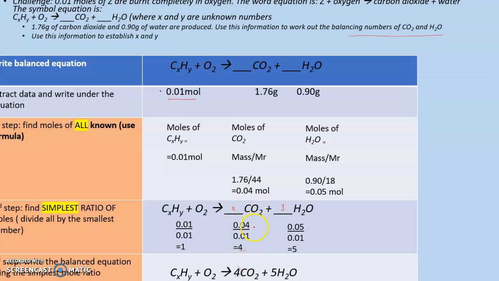Now we can also use this data to figure out how many hydrogens I've got there, and what is the value of X and what is the value of Y. So I hope you've understood so far what we were discussing here. It's all about how we balance an equation by using the reacting masses data.